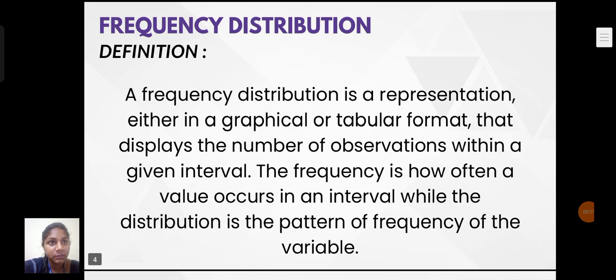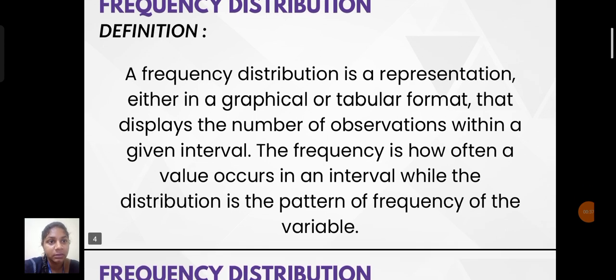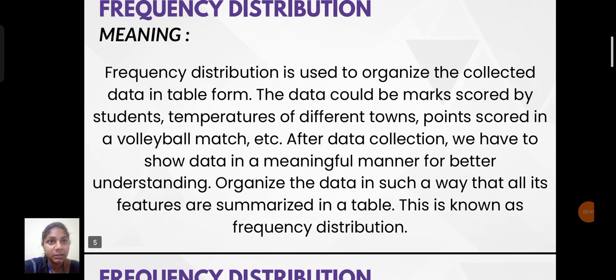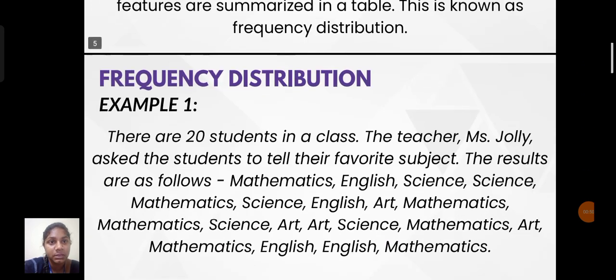The definition is that a frequency distribution is a representation, either in a graphical or tabular format, that displays the number of observations within a given interval. The frequency is how often a value occurs in the interval, while the distribution is the pattern of frequency of the variable. The meaning is to organize the data in such a way that all the features are summarized in a table. This is frequency distribution.